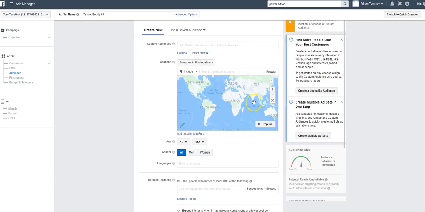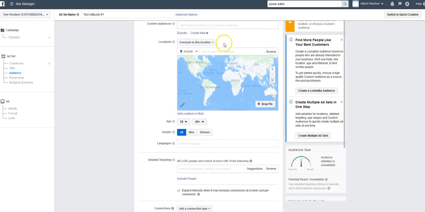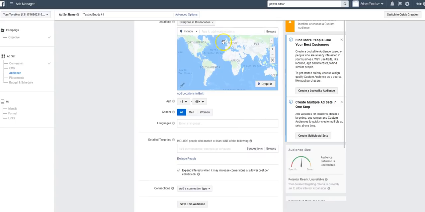Okay, so what a normal person would do, right? What most people do, and this is where most people struggle. This is where they get really competitive and they pay a lot for very little relevancy and very, very small results.